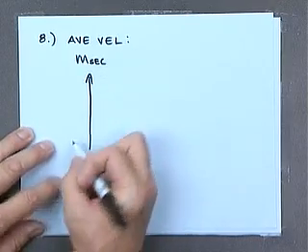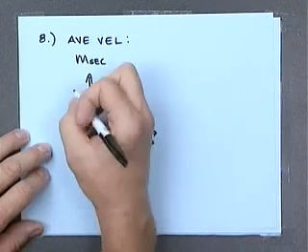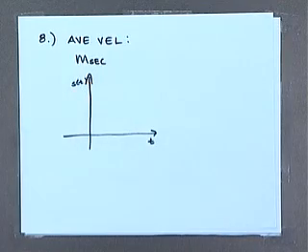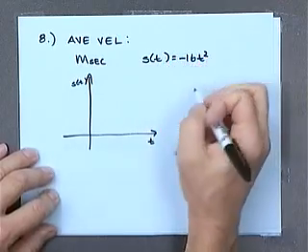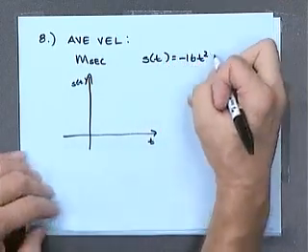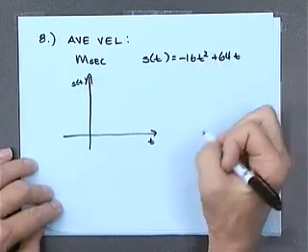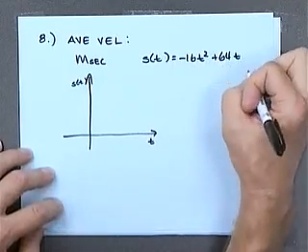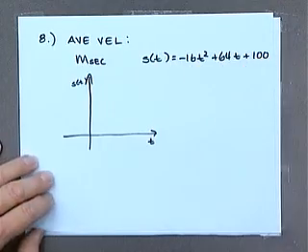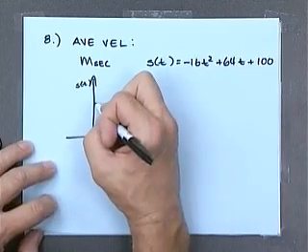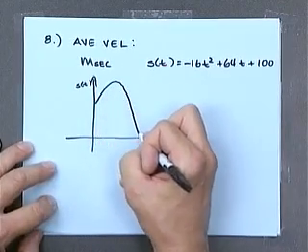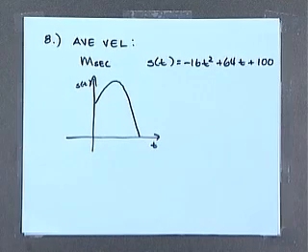So we've got this S of t curve, which is negative 16t squared plus 64t plus 100. Negative 16t squared, we saw that as the gravity part. 64t, we saw that as the initial velocity part. And plus 100, we saw that in previous problems as the initial position. So here's a sketch of what this thing does.